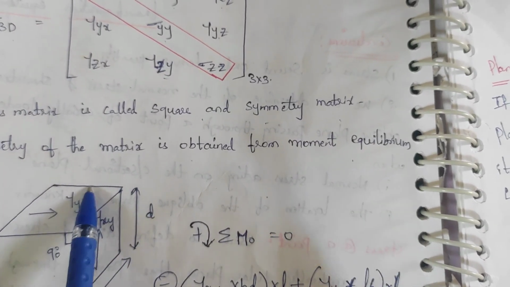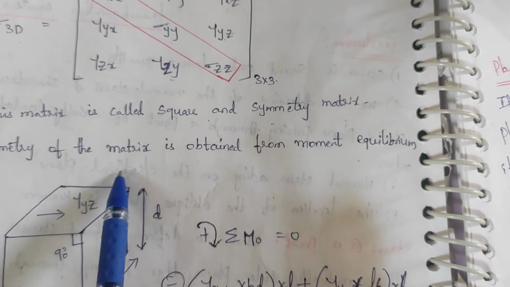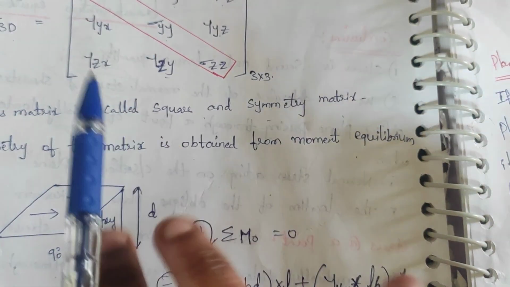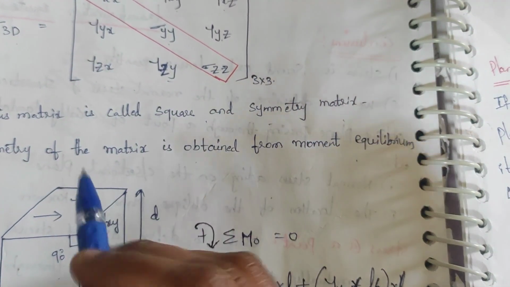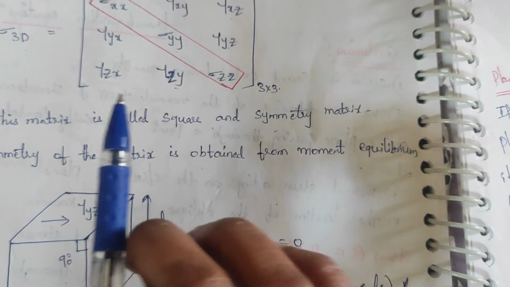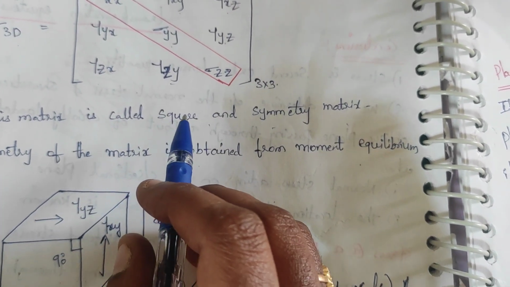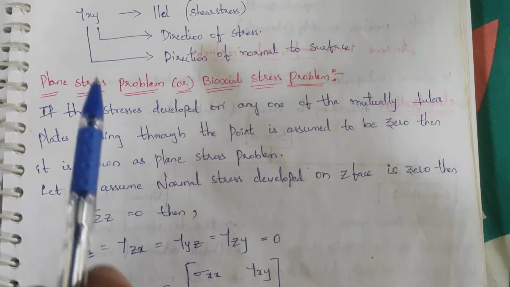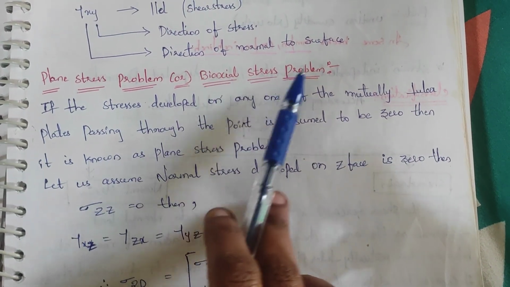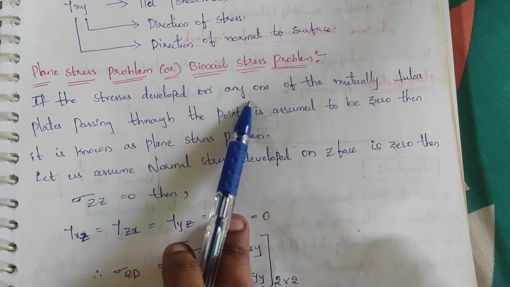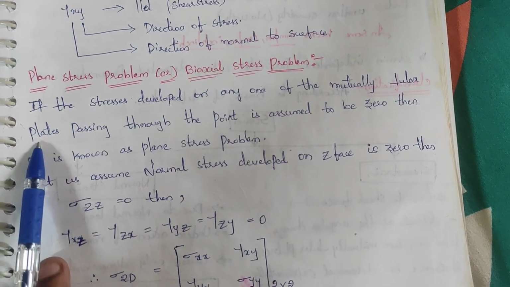And one important point we have to note down. To keep the point under the equilibrium condition, every shear stress develops a complementary shear of equal magnitude but opposite in direction. And this is called the complementary shear stress or cross shear. Next, what is the plane stress problem or biaxial stress problem? Plane stress problem means if the stress is developed on any one of the mutually perpendicular planes.